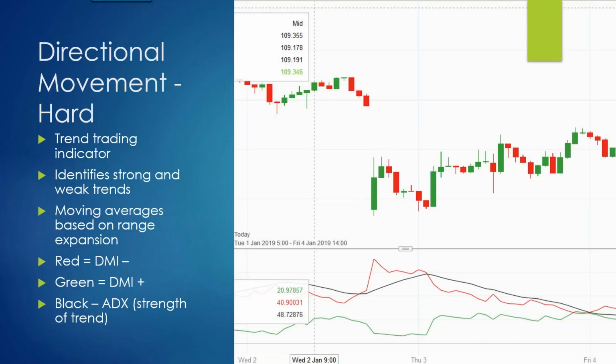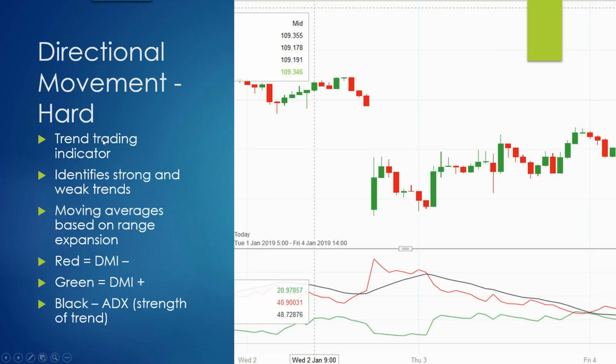Now, there's three components to this, okay? There's the red DMI, there's the green DMI, and then there's the black ADX line. The green and the red actually show you the trend, okay? So in this case, the green is below the red, so that tells you that the downtrend is dominant, not the uptrend, okay? But then you have to look at the ADX to see whether this is a strong trend or if the trend is weakening.